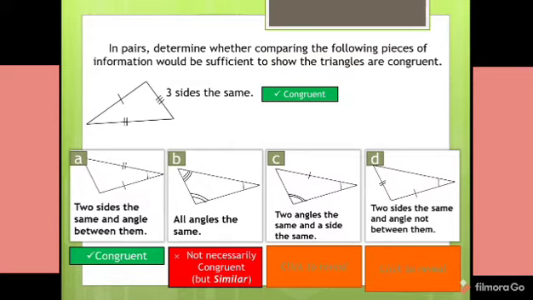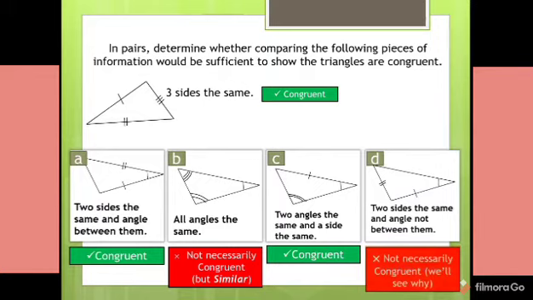How about letter C? Two angles the same and a side the same. Yes, that is congruent. Letter D. Two sides the same and the angle not between them. Oh, not necessarily congruent. Then we will see why.